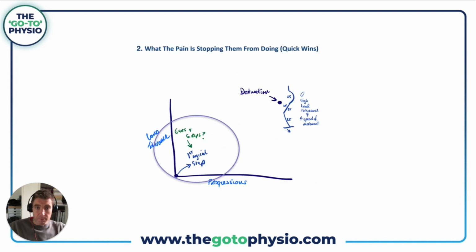Another question, what's the pain stopping them from doing? Some questions around that might not necessarily be the question, because sometimes pain doesn't stop people from doing things. So you have to ask higher level questions than that. But having an understanding of what the pain is causing problems for is going to allow us to design treatment plans that are actually going to get results.